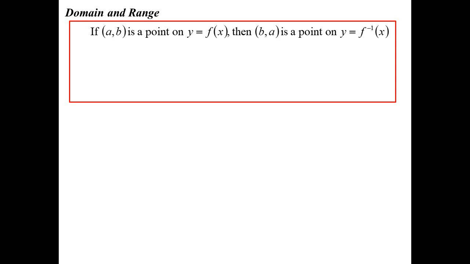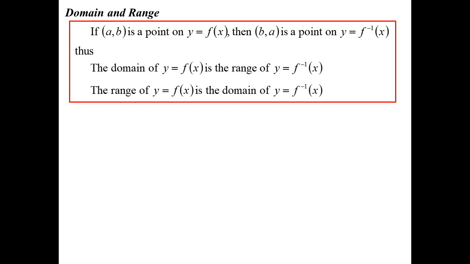So how do you find the domain and range of an inverse? Remember we said domain and range swap around? So if the point (a, b) is on the function, then the point (b, a) should be on the inverse function. The x and y's are swapped around. And so the domain of the function is the range of the inverse, and the range of the function is the domain of the inverse.